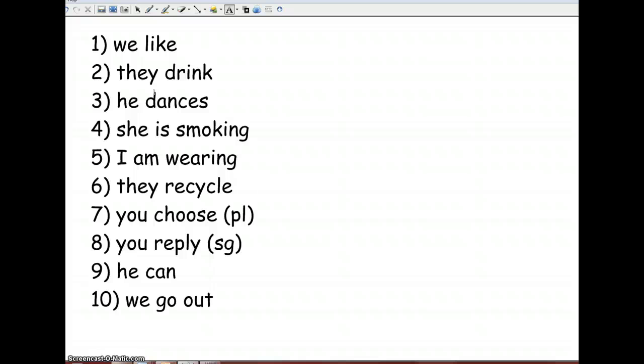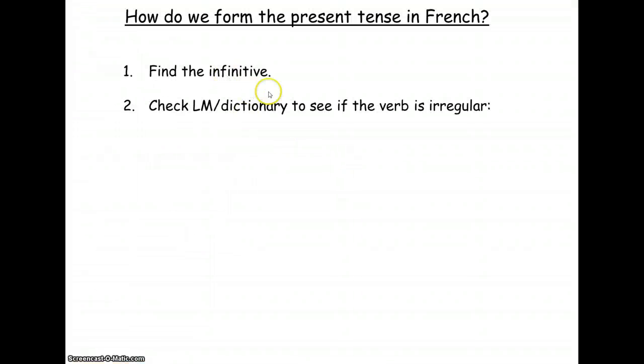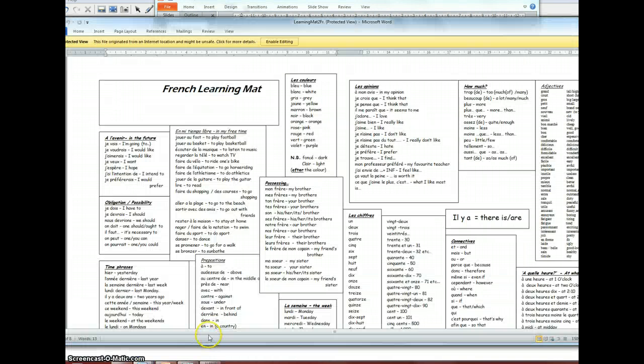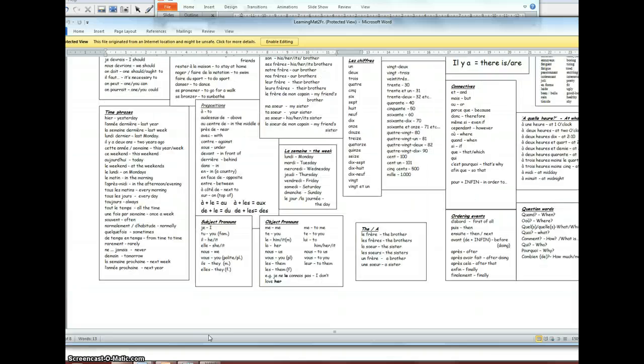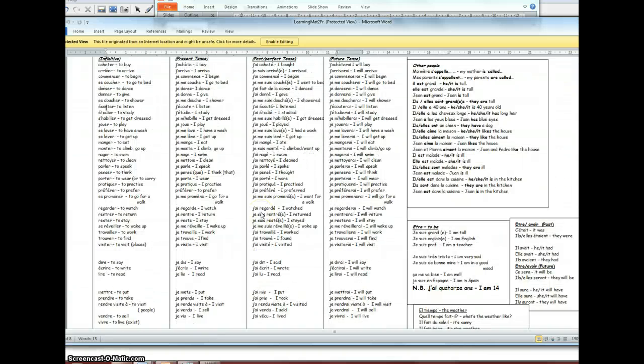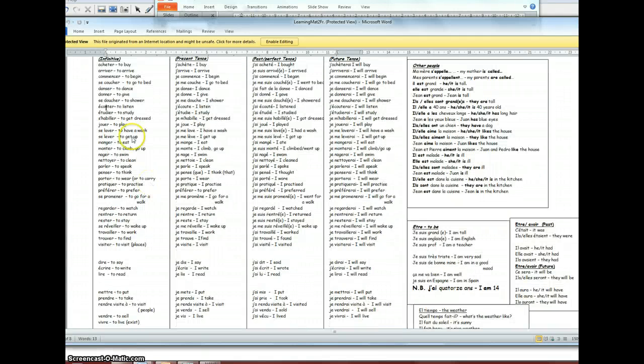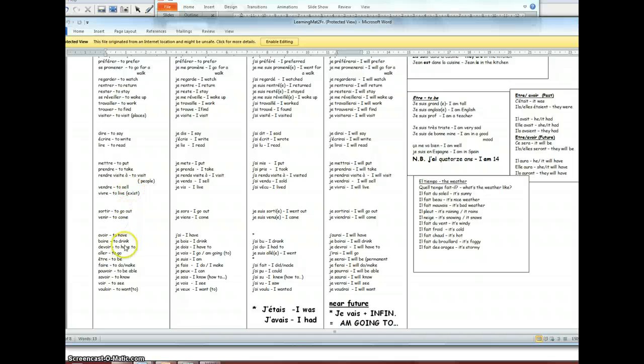They drink. So the same process. Okay, so again, we need to find the infinitive of drink, and then we need to check the learning mat or dictionary to see if it's irregular before we do anything about endings. So very quickly, let's have a look at the foundation learning mat, because on the back of the foundation learning mat there's an awful lot of verbs in the infinitive form that are useful. And if we look down the list, we can see "to drink" is on there.